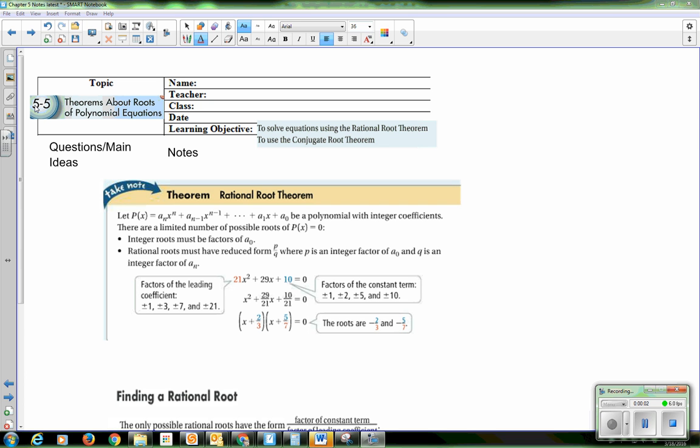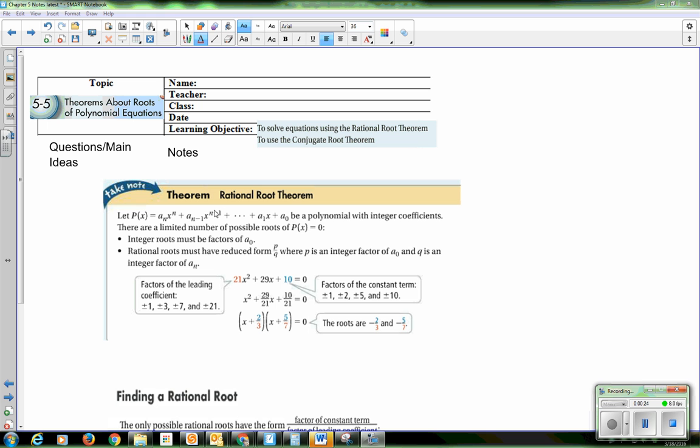All right, this is Chapter 5, Section 5, Theorems about roots of polynomial equations. Please fill in your name, the class that this is, and the date. Your learning objective is to solve equations using the rational root theorem and to use the conjugate root theorem.